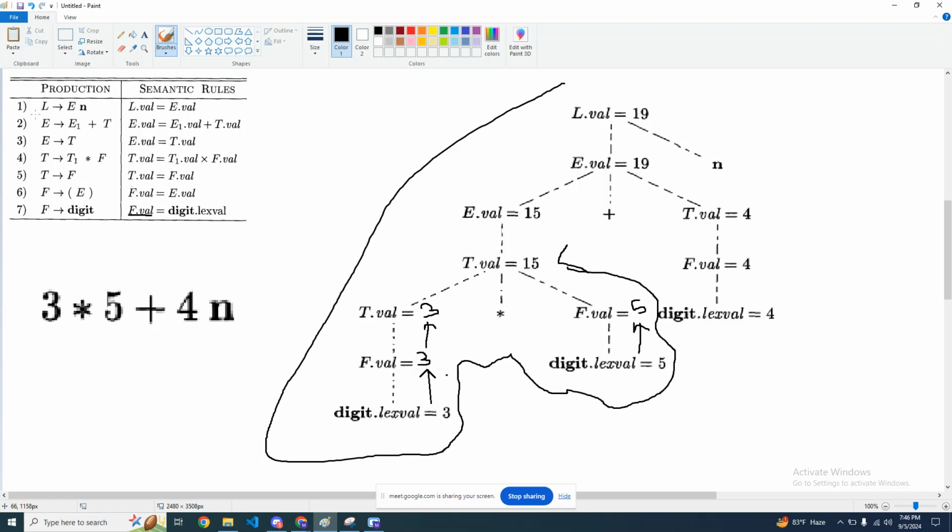from this rule. So here in the production rule, you can see to calculate T dot val, we need to use T1 into F. So this rule, T1 into F. And the semantic rule associated with this is T dot val is equal to T1 dot val into F dot val. So we are taking values from both this T dot val and F dot val to calculate the value of this T dot val, right?